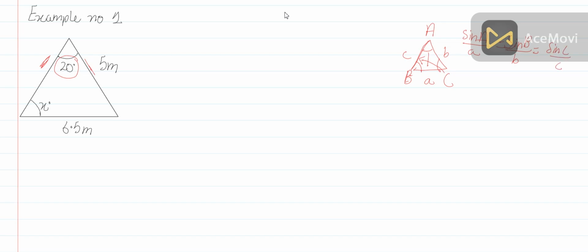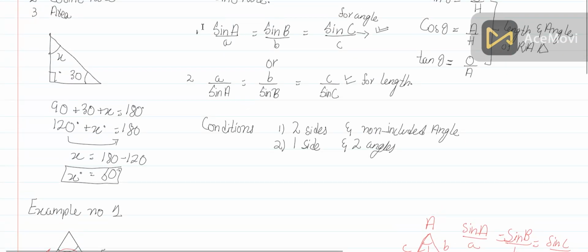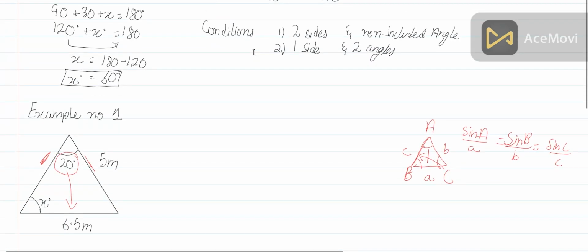So in this case, if you have to use sine 20, then its opposite side is 6.5. So in this you have to find out what angle. For the angle, I said it is preferable to use this formula, so I am also using this formula here.